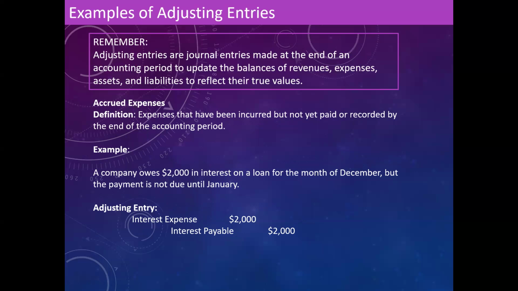Recognize in both of these transactions, there was either an expense or a revenue, and then there was either a receivable or a payable. You'll never see cash in an adjusting entry, and you'll always see either an expense or a revenue. Why? Because the whole intent of an adjusting entry is to update the balance of our revenue and expense accounts and our assets and liabilities to reflect their true values. Okay, so that's a pattern.